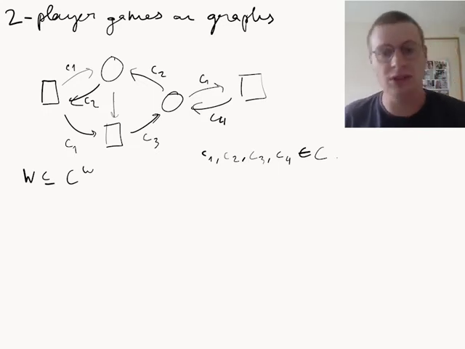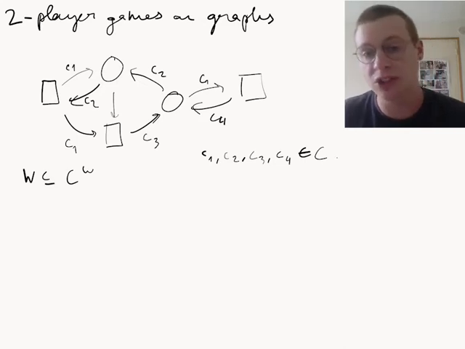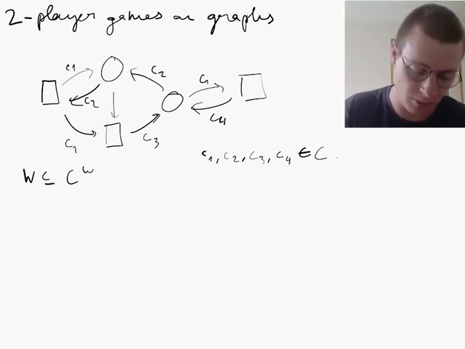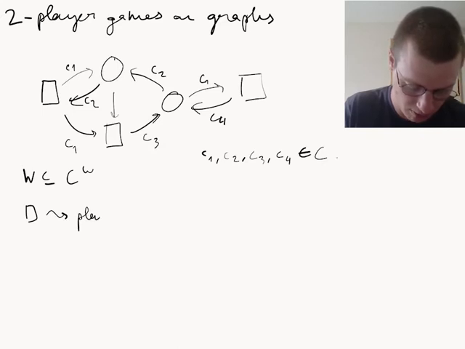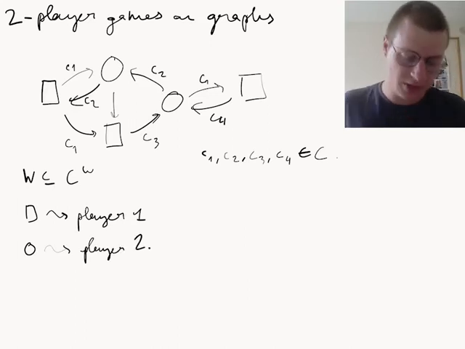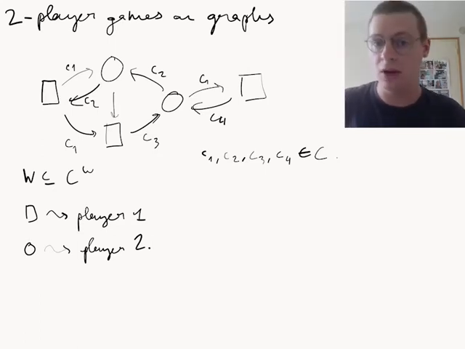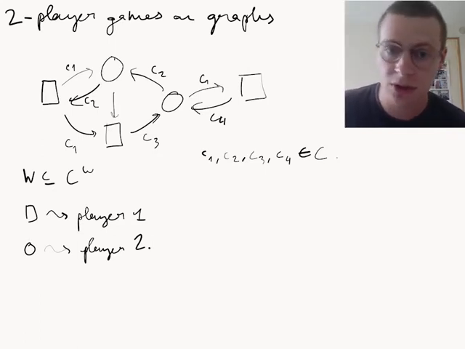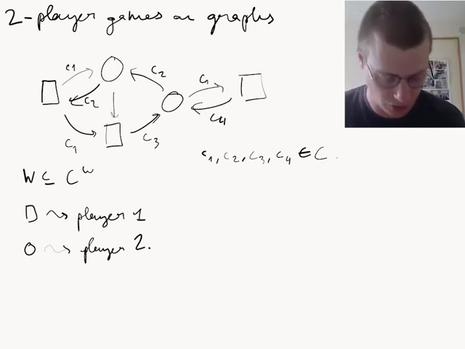Now, how does this work? Assume that we have a token which is initially placed on some given vertex, and then there are two players. The square is player 1, and the circle is player 2. Whenever the token is placed on a square, player 1 chooses a successor, and whenever the token is placed on a circle, player 2 chooses a successor.